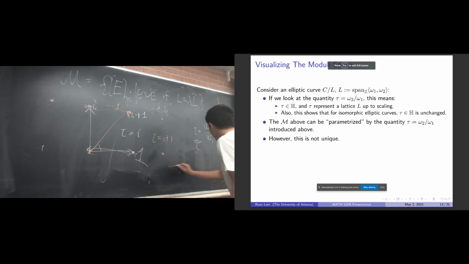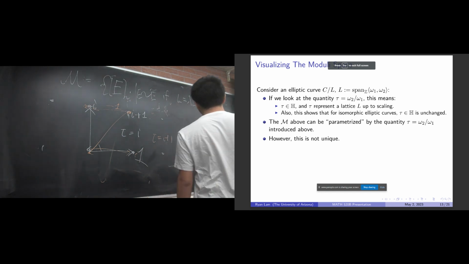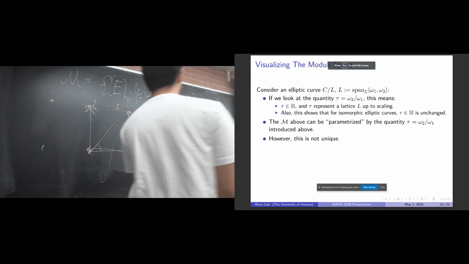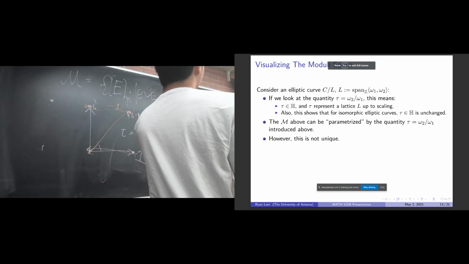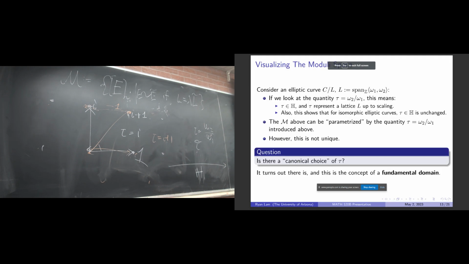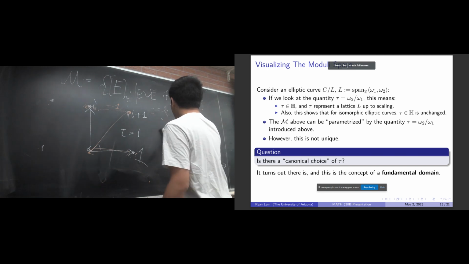So not everything in the upper half plane. I want some subset of the upper half plane. I don't want the whole upper half plane, right? Is there a canonical choice of such tau? And so here is the concept of the fundamental domain.